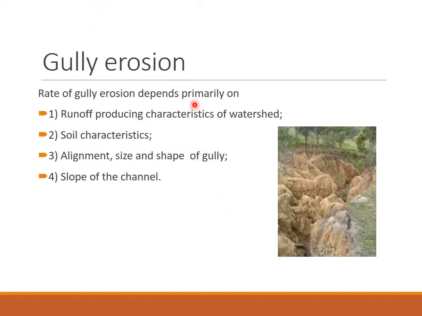Gully erosion depends on four major parameters: runoff, soil characteristics, alignment, size and shape of the gully, and slope of the channel. These are the four parameters which determine the rate of gully erosion. When there is more runoff, the gully formation will be quicker. When there is a steep slope, the gully formation is also faster.